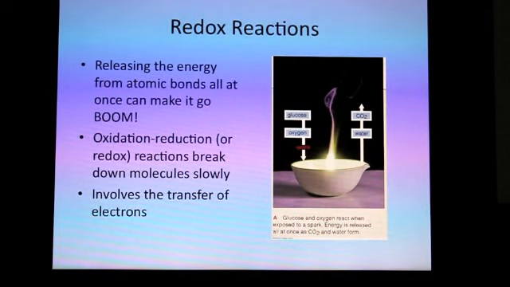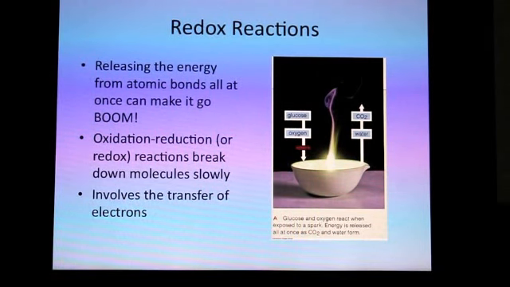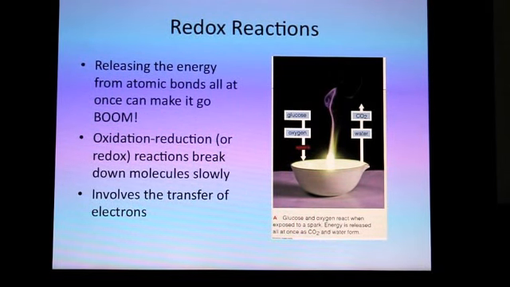Well, this process that we've shown in the picture is the same process where you break down glucose in your body cells and you make carbon dioxide and water. But your body uses this energy. Well, there's obviously not little explosions going on in your body.